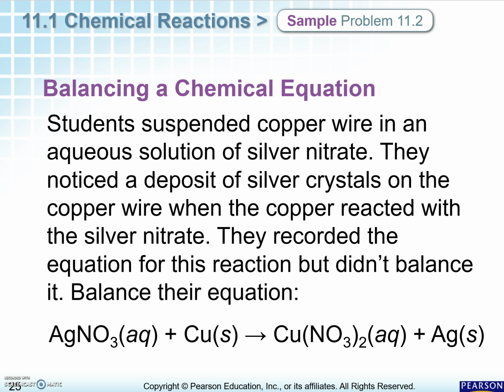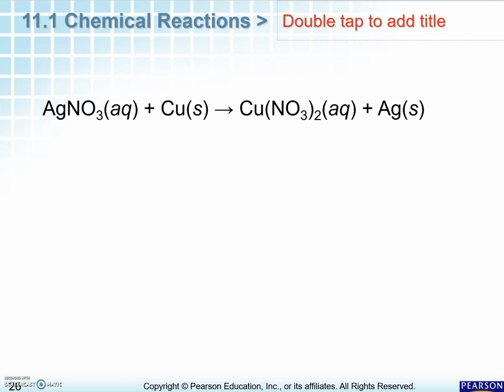So let's try one. A student suspended copper wire in the aqueous solution of silver nitrate. All right, so we have that already written down for us, and there's our copper wire. They noticed a deposit of silver crystals on that copper wire. All right, so there's our silver solid when it is reacted to form silver nitrate, which is aqueous. All right, so they already wrote our skeleton structure for us. Now we have to balance their chemical reaction.